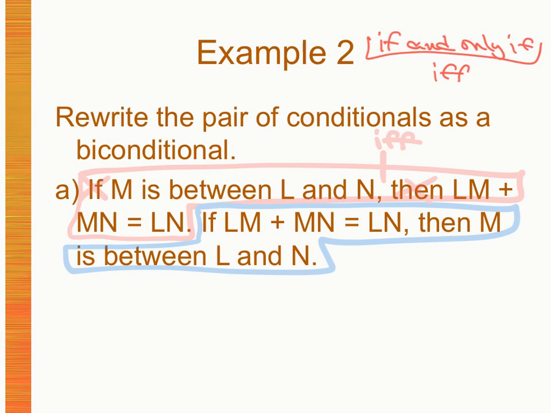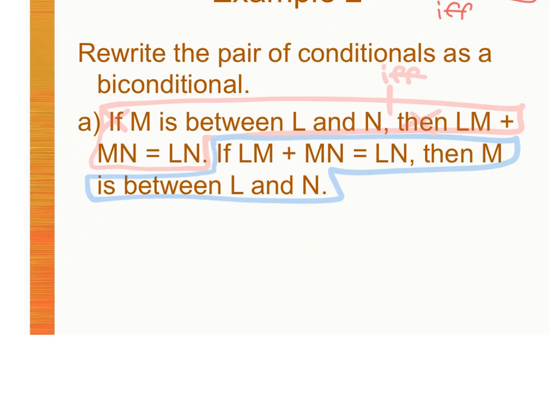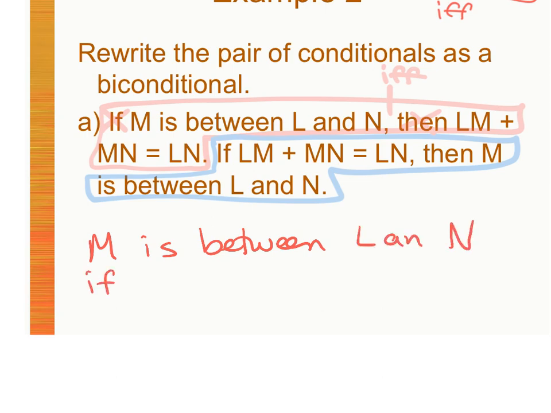So let's go ahead and write it based on the red. Okay, so let me write the statement based on the red conditional. I can either do it off of the red or the blue, so I'm going to do red first. Again, you're taking out the word if, and you're going to write M is between L and N if and only if LM plus MN equals LN. That would be your biconditional.